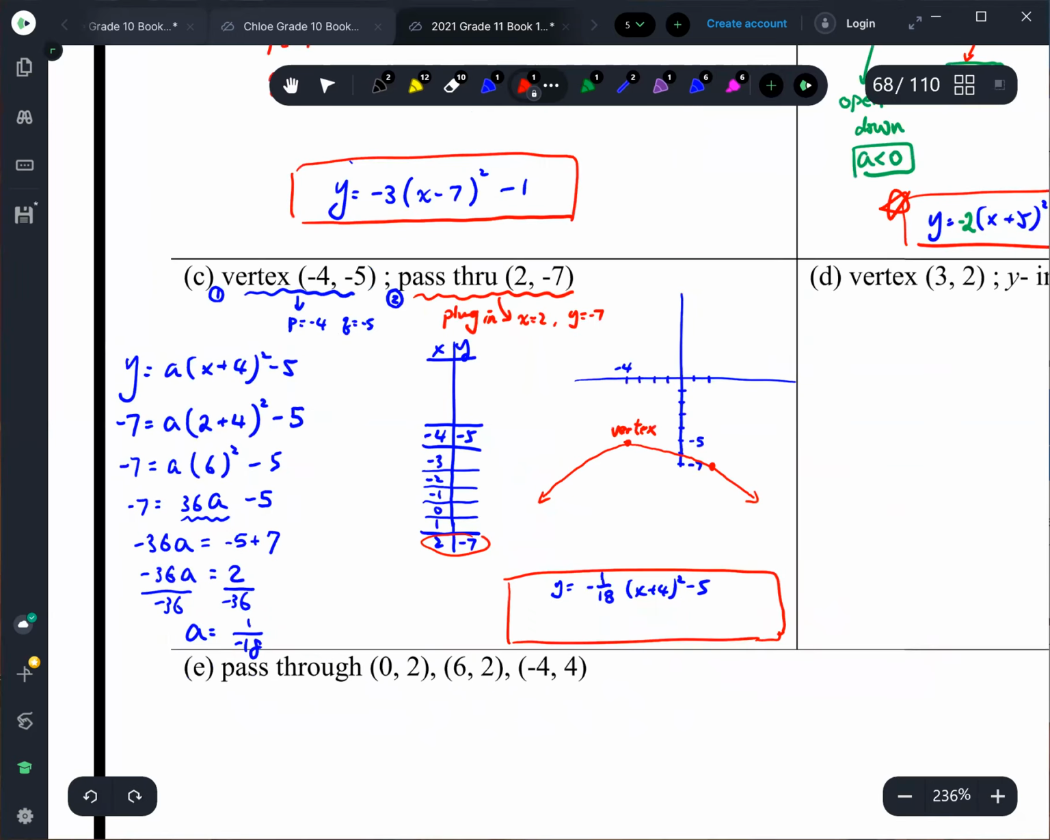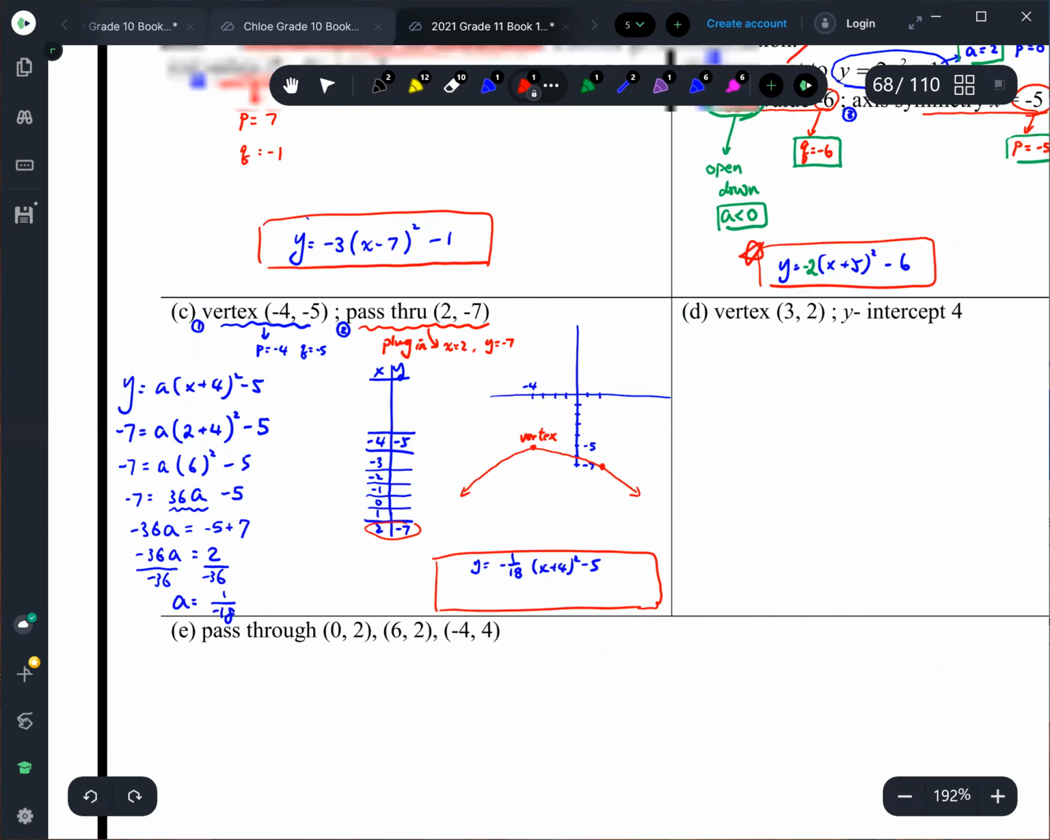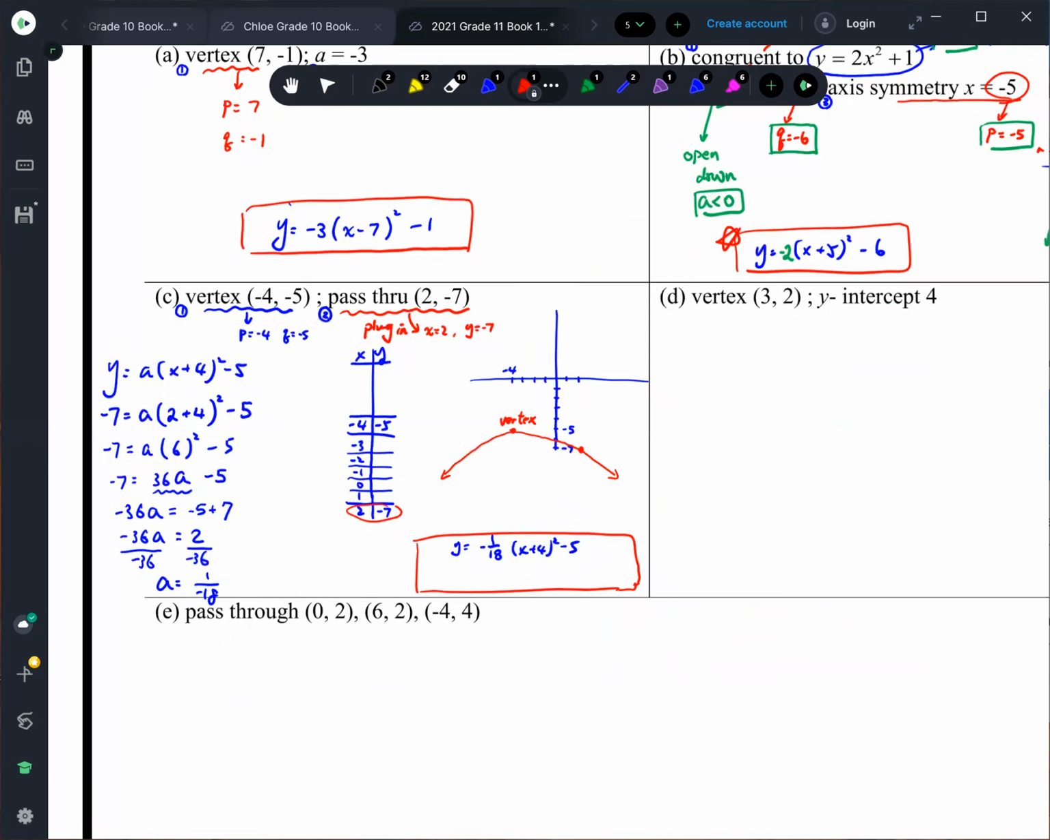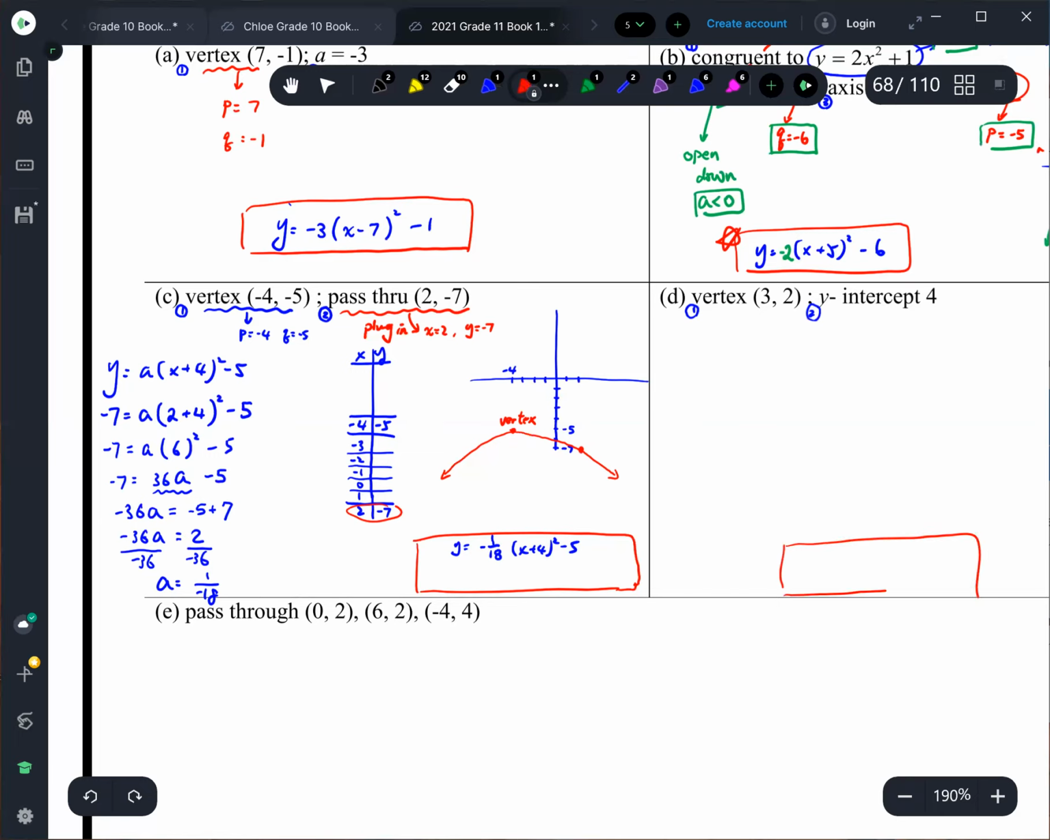All right, so that's our third guy, right? So question D, last one. Again, you have a vertex, and instead of pass through, it tells you that it has a y-intercept of 4. Okay, those are the two clues. Y-intercept is also a point, right? So think about what that means. I'll let you try it too, okay? So this time you should be able to figure it out by yourself. Please raise your hand if you found it.